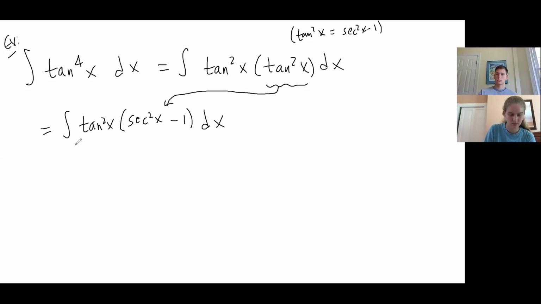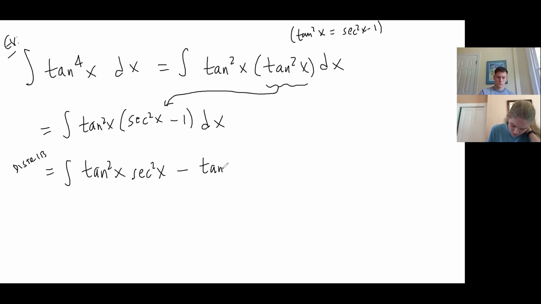Now, why is that helpful? Well, you need to break it up just a little bit. So distribute, and I'll get tangent squared secant squared, and I'll get minus tangent squared dx.